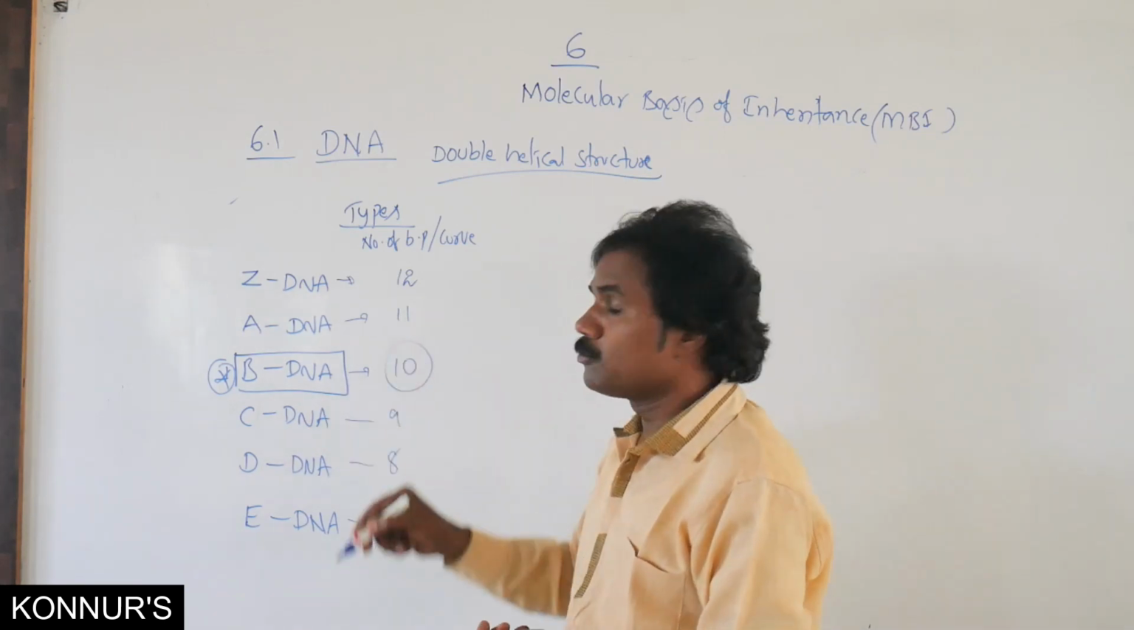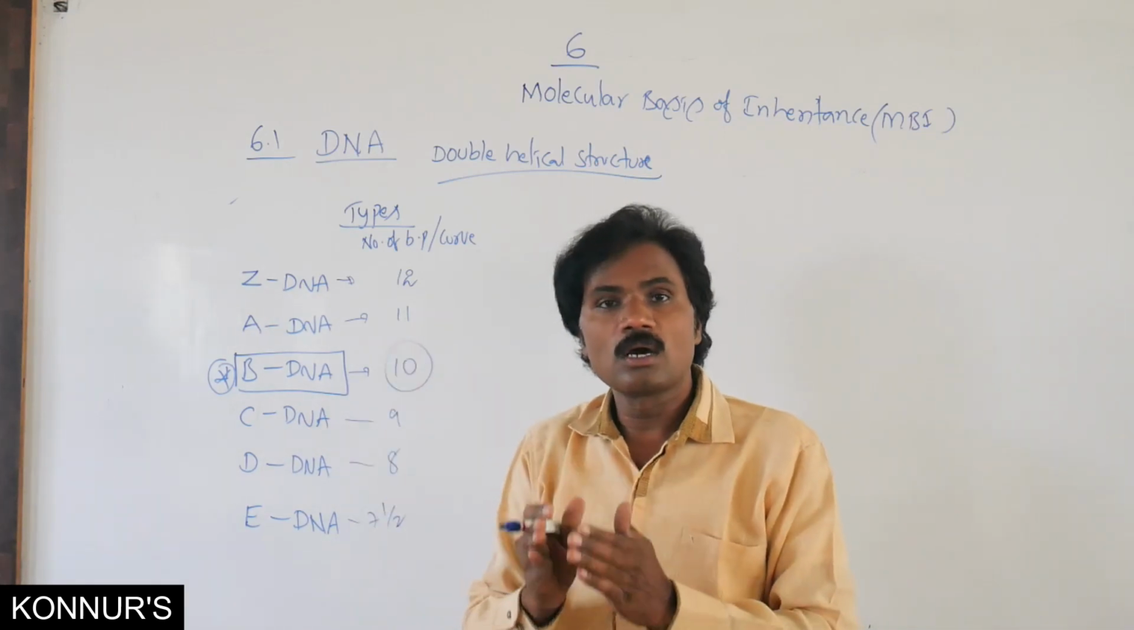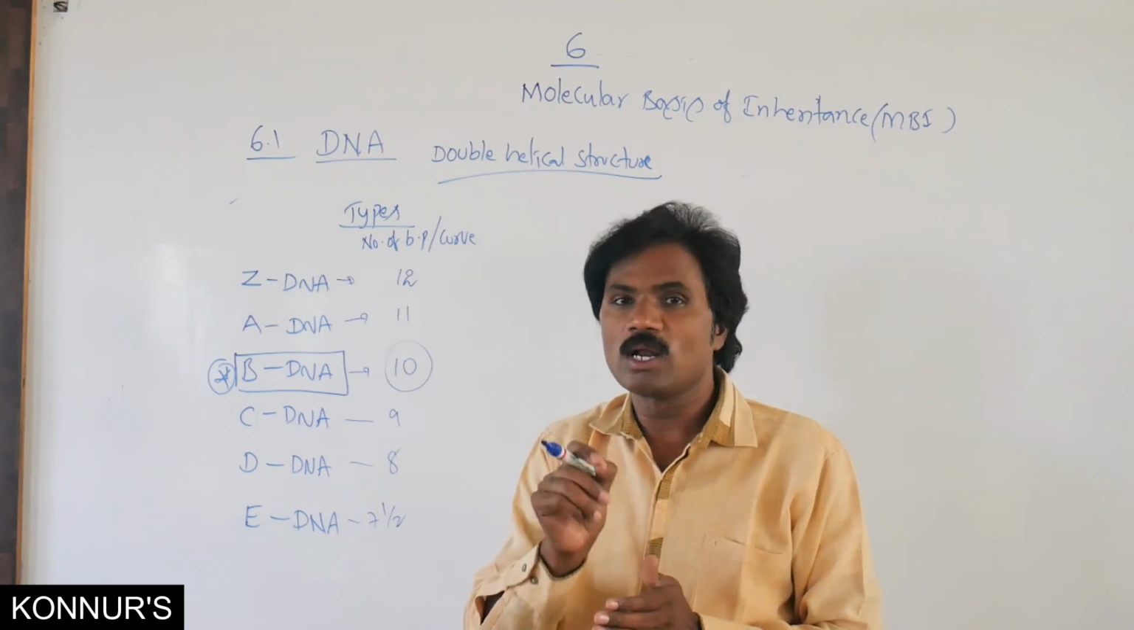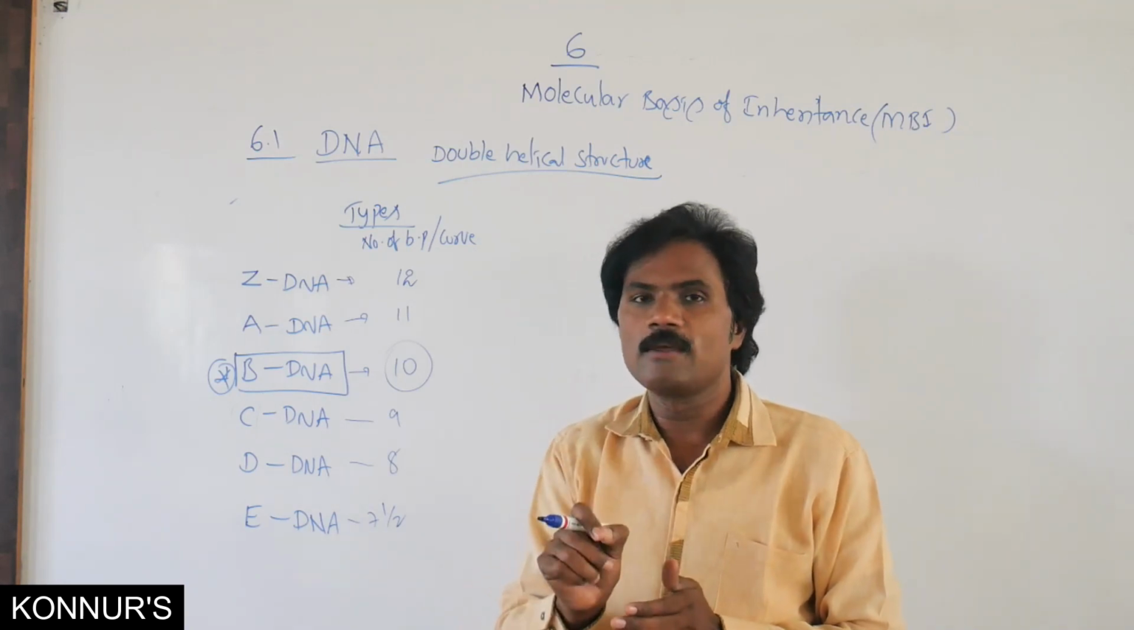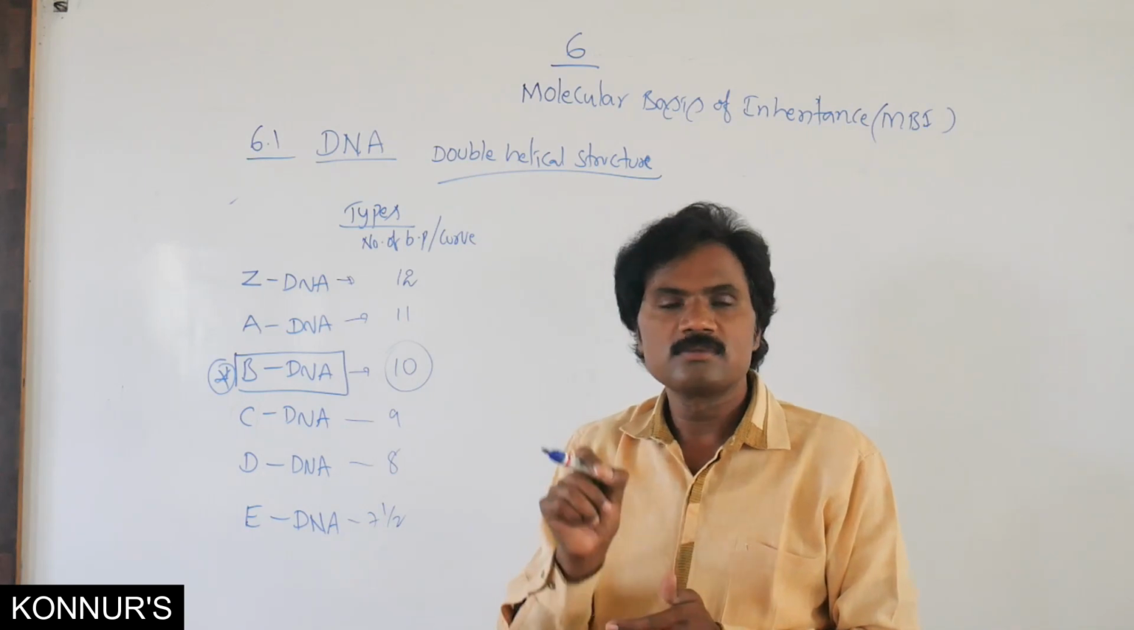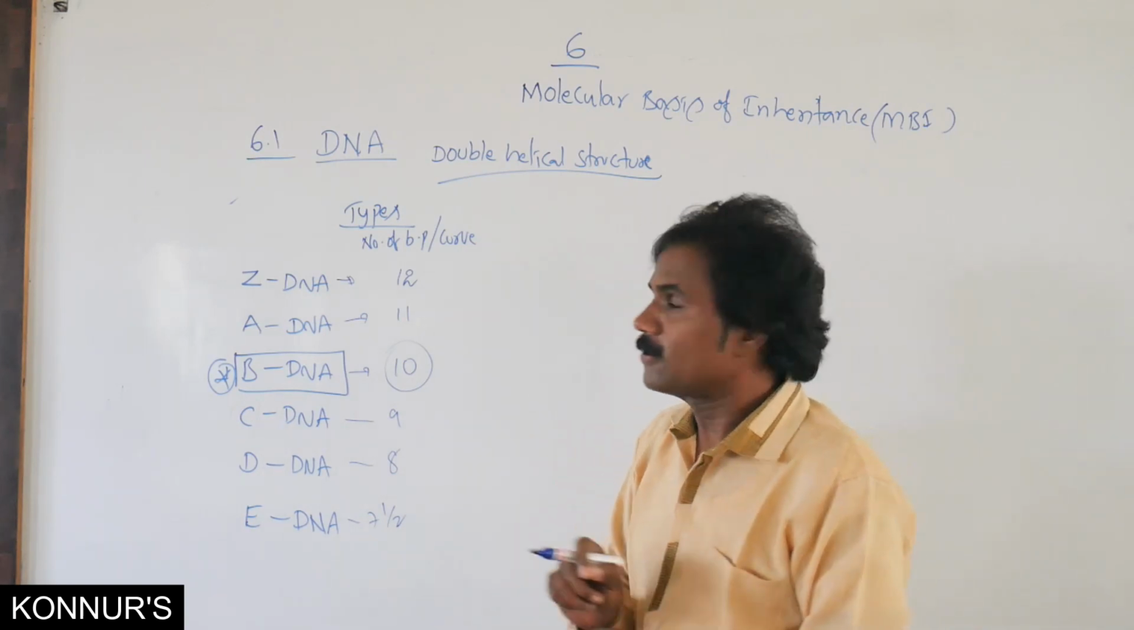But most commonly, for one curve, that means one gyre, for one gyre it occupies 10 nitrogen bases.